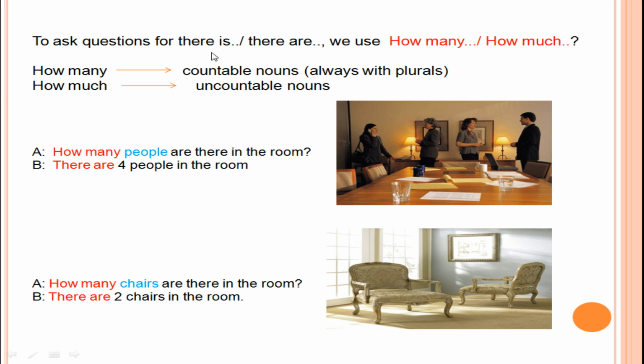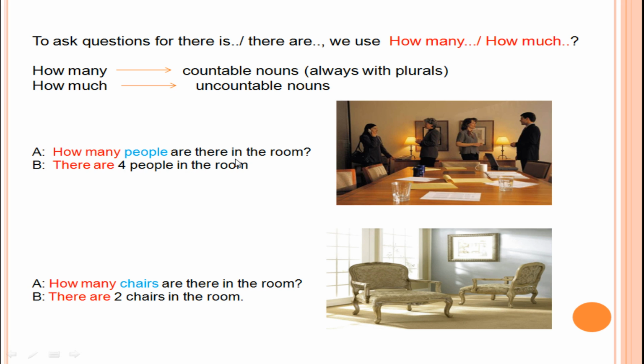To ask questions for there is, there are, we use how many or how much. We use how many with countable nouns that are always plural. We use how much with uncountable nouns. Let's look at the examples.